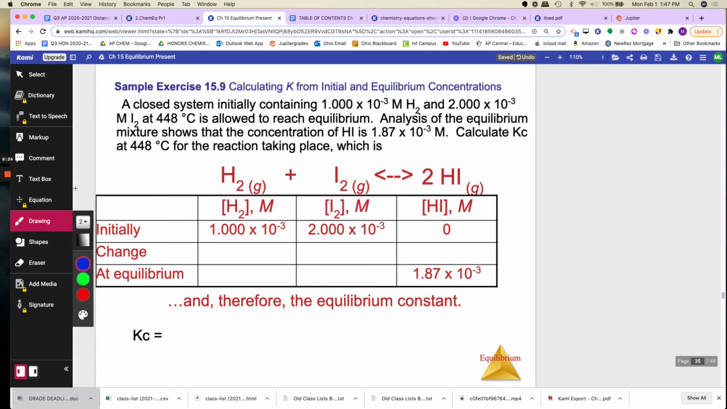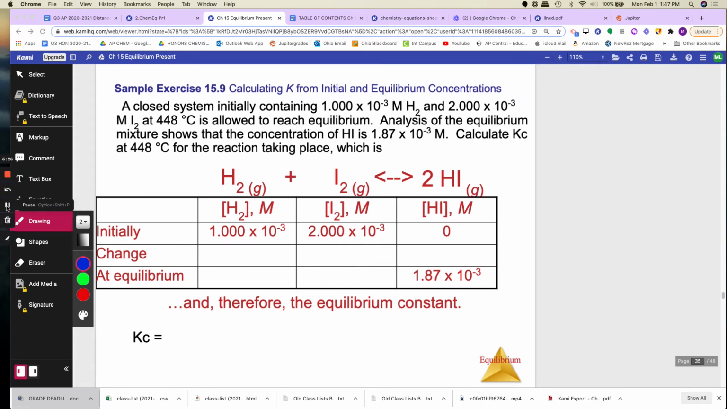Okay, let's try another one. For this problem, they want us to find Kc.